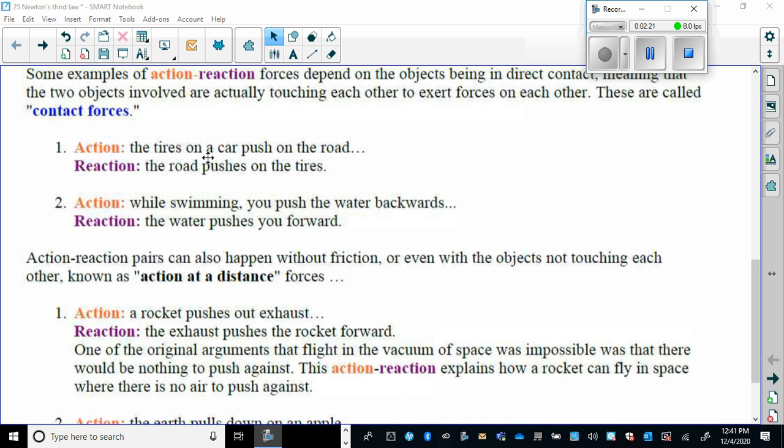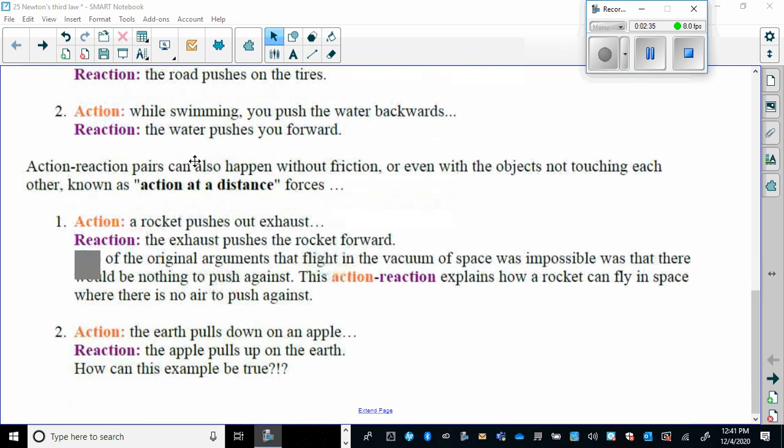An even better one is number two, swimming. While swimming, if you're doing the freestyle stroke or the crawl, what are you doing? You are pushing the water back behind you, and as a result, the water pushes you forward. And then there are some other ones here. Action at a distance: a rocket pushes out exhaust, and therefore the rocket moves forward.